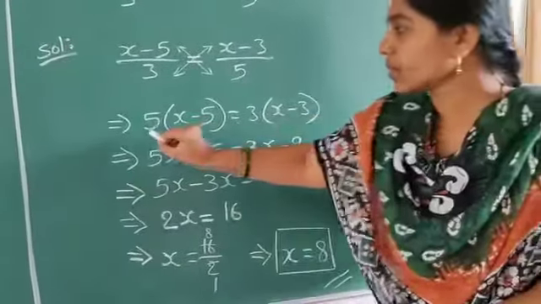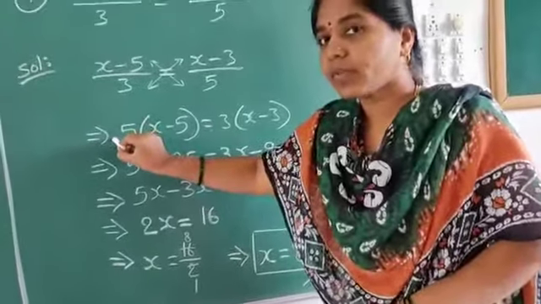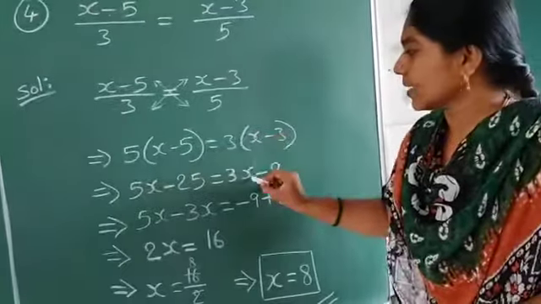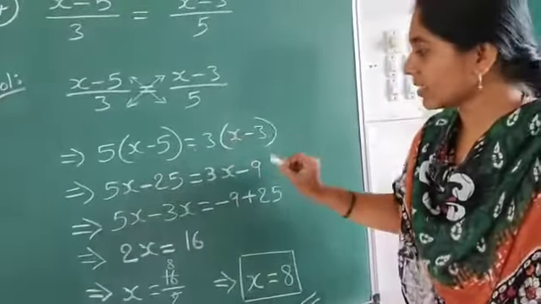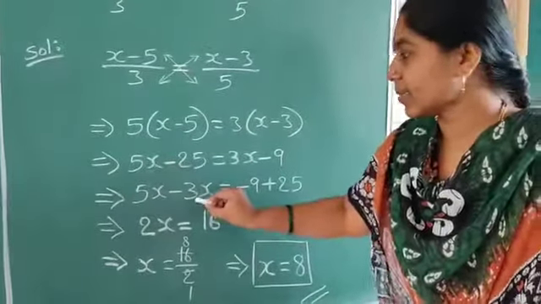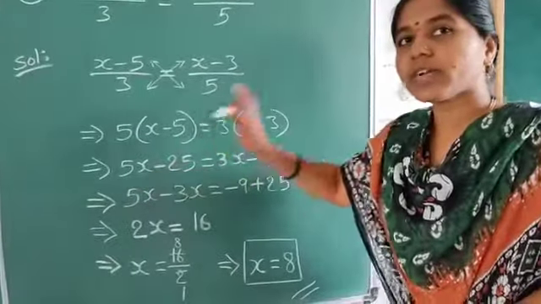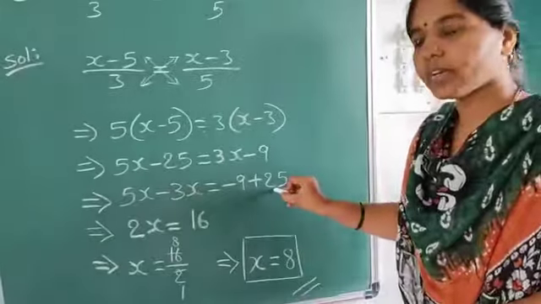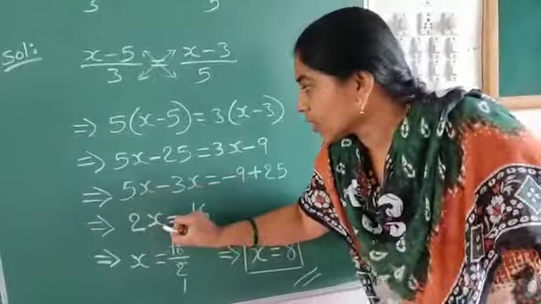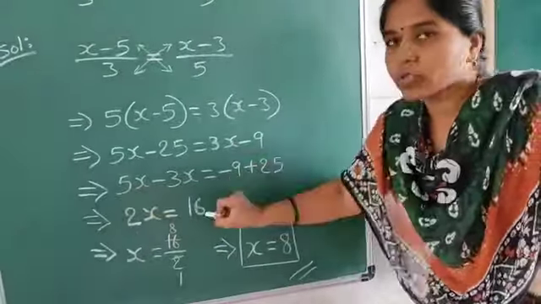It has become. 5 into x is 5x, 5 5s are 25. Here outside nothing is there, means plus will be there, children, plus into minus is minus. Okay. 3 into x is 3x, plus into minus is minus, 3 3s are 9. 5x minus, this 3x you transpose to the left hand side, minus 3x it will become, which is equal to minus 9. This 25, minus 25 transpose to the right hand side, plus 25 it will become. In 5x, 3x you subtract, 5 minus 3 gives 2, children. Variable as it is, that is 2x is equal to minus 9 plus 25 is equal to 16.